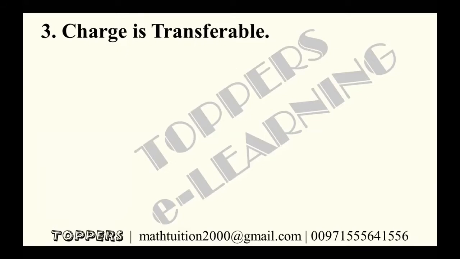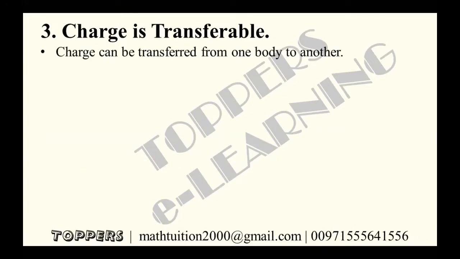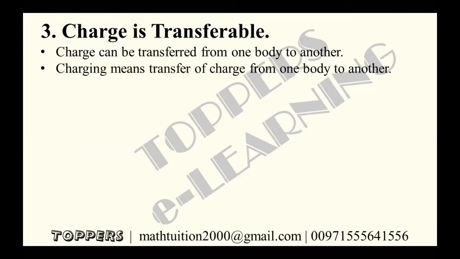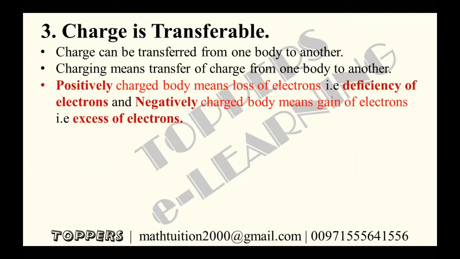Third, charge is transferable. Charge can be transferred from one body to another body. Charging means transfer of charge from one body to another. A positively charged body means loss of electrons, that is, deficiency of electrons. A negatively charged body means gain of electrons, that is, excess of electrons. So positive charge is not the transfer of protons, right? Protons are in the nucleus, in the central core of an atom. So normally protons cannot transfer from one atom to another or from one molecule to another. So only the electrons are transferring from one body to another body.